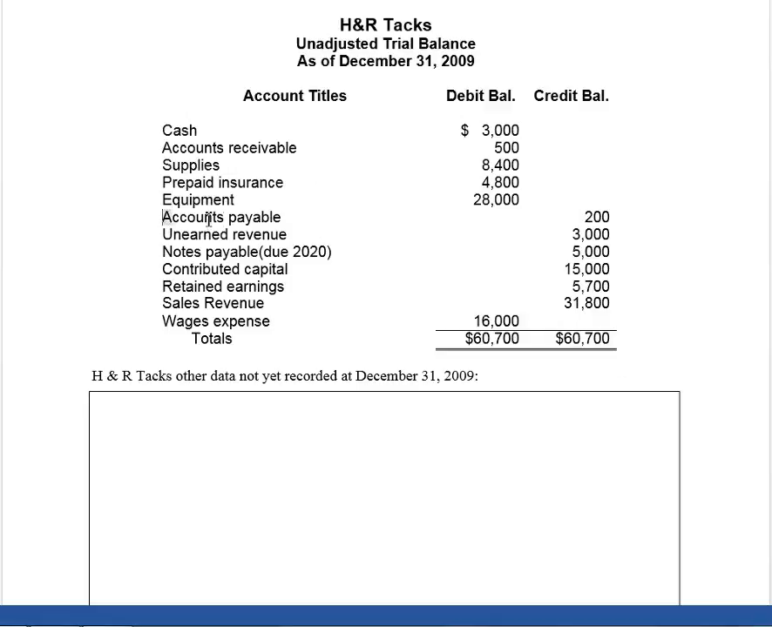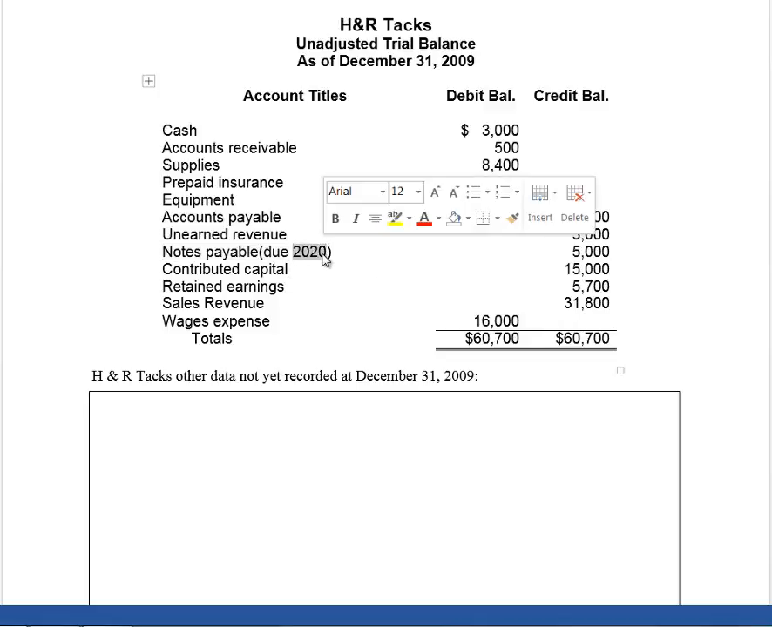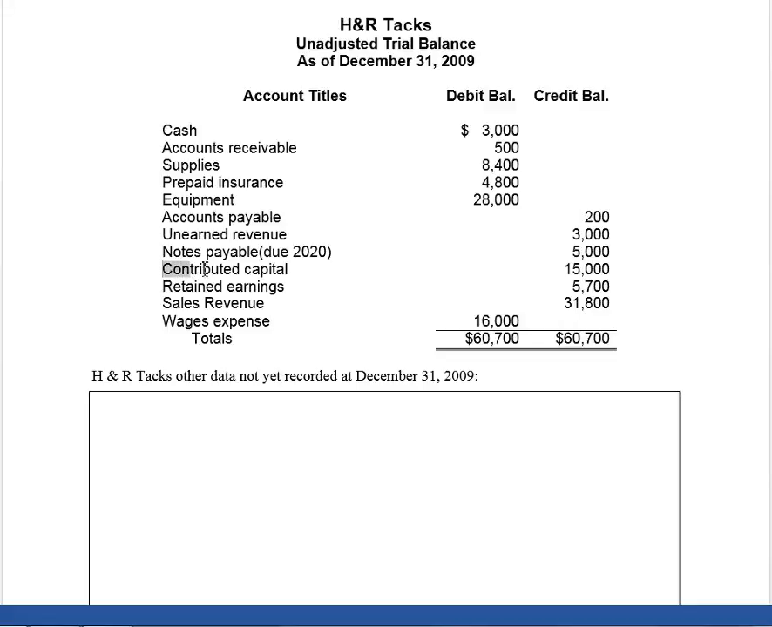We have accounts payable and unearned revenue, which are both liabilities, current liabilities specifically. And we have a long-term liability, a note payable. And again, we know the note payable is non-current because it's not due until 2020. That's many years from our current year, 2009. And then we have our equity accounts in shareholders' equity, contributed capital and retained earnings. You'll notice here at the bottom we would include our revenue and our expense accounts.